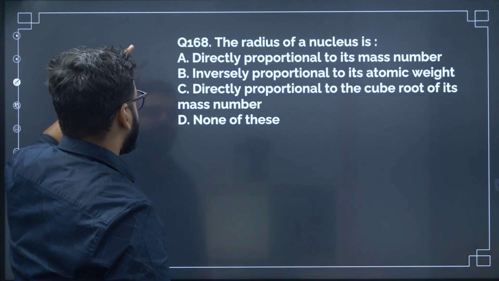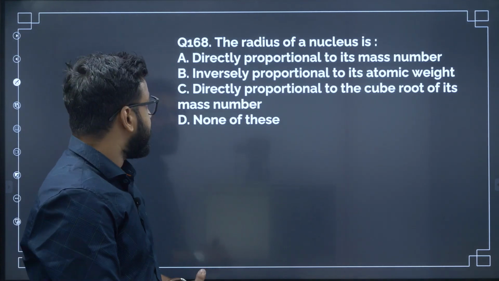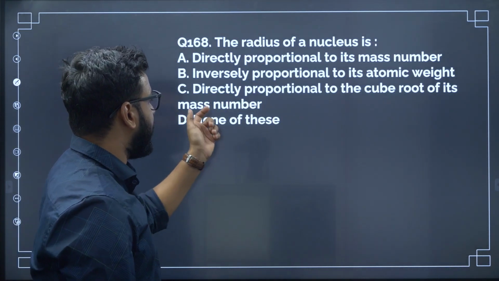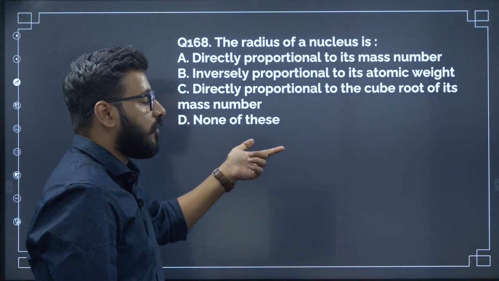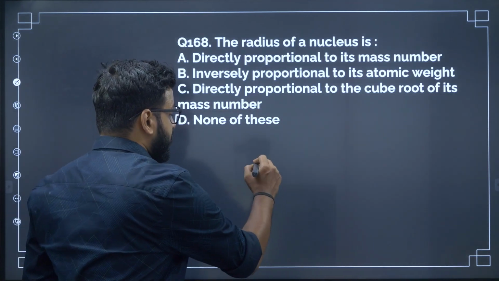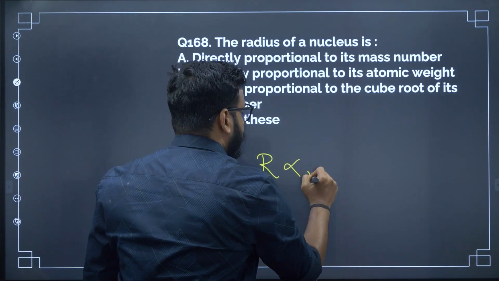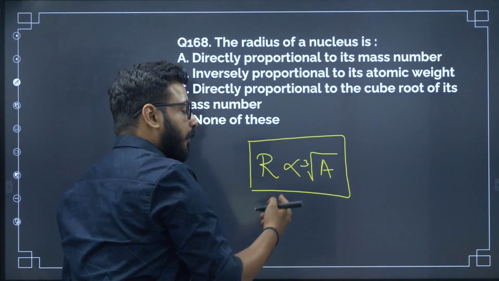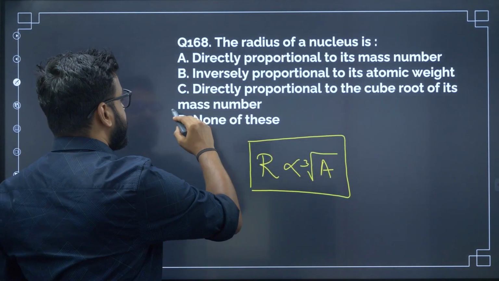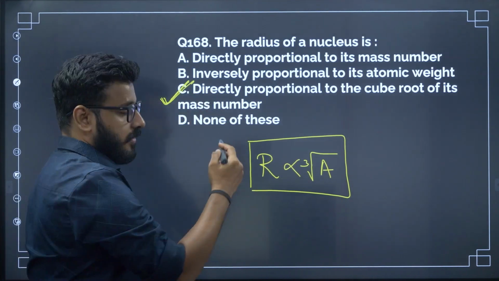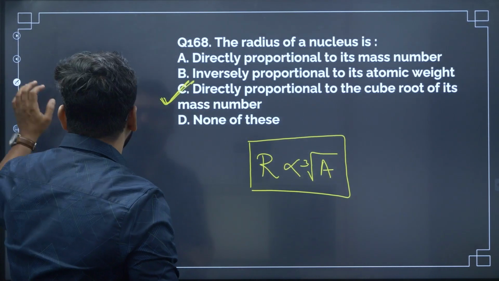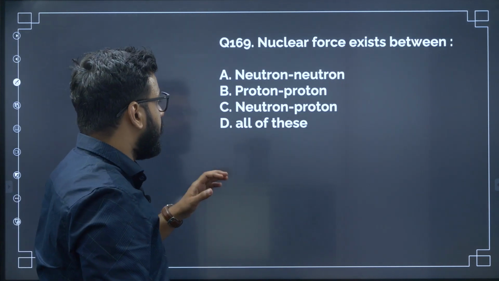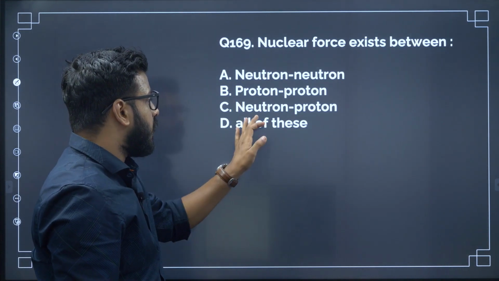Okay, next question. The radius of a nucleus is directly proportional to mass number, inversely proportional to atomic weight, directly proportional to cube root of mass number, none of this. Once again, a very simple question where the radius of the nucleus is directly proportional to the cube root of the mass number. Option C is the correct answer. Very simple, straightforward question.